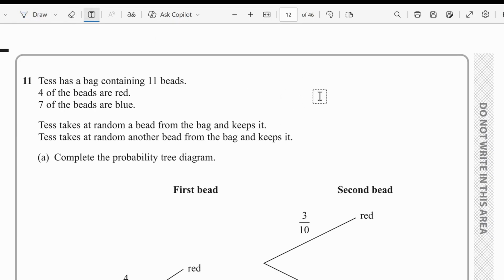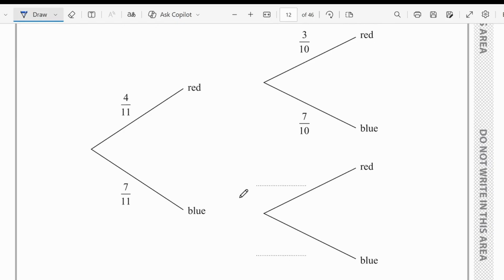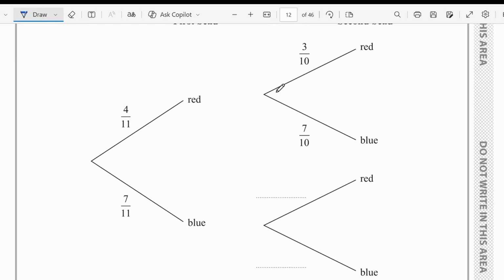It means for the second outcome, the total number of outcomes becomes less. To complete the tree diagram, for the second time, the total number of beads will be one less because one bead was already taken out.